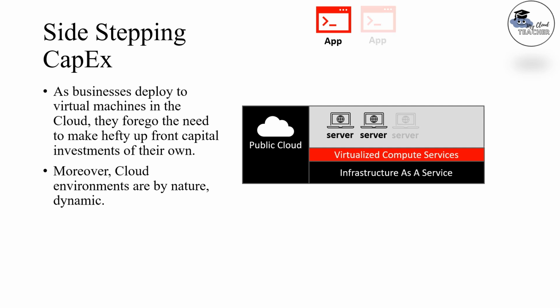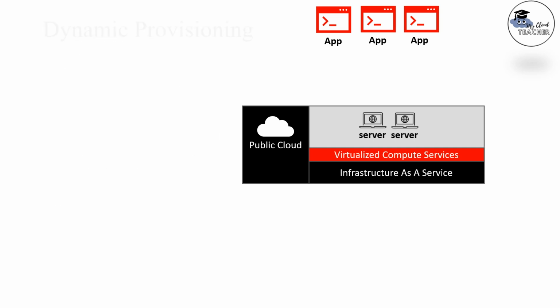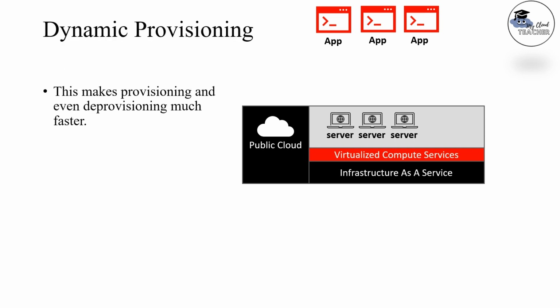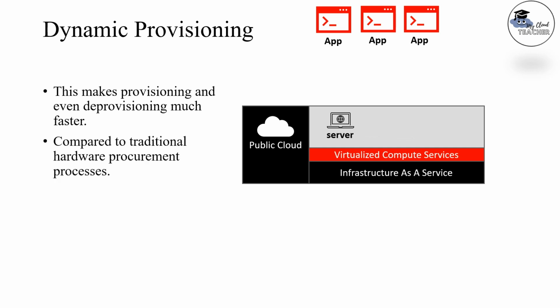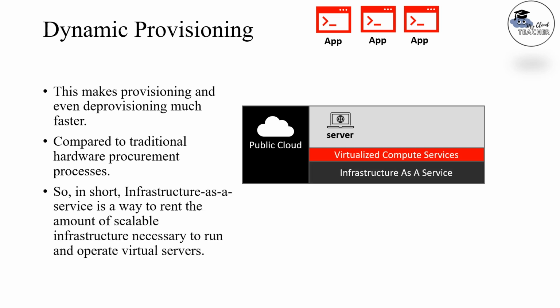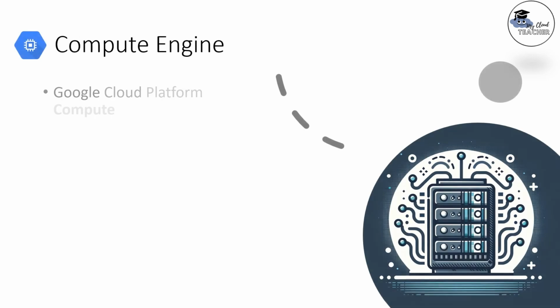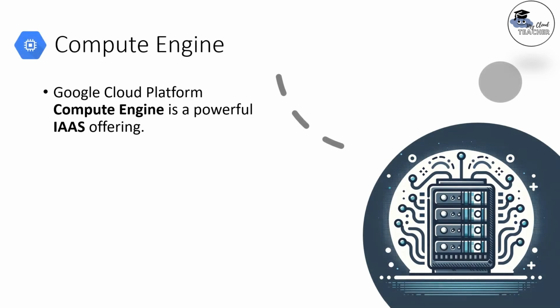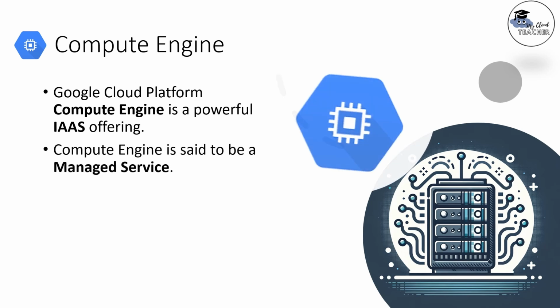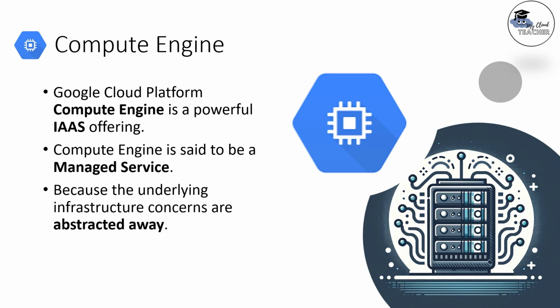Moreover, cloud environments are by nature dynamic. This makes provisioning and even deprovisioning much faster compared to traditional hardware procurement processes. So in short, infrastructure as a service is a way to rent the amount of scalable infrastructure necessary to run and operate virtual servers. Google Cloud Platform Compute Engine is a powerful infrastructure as a service offering. Compute Engine is said to be a managed service because the underlying infrastructure concerns are abstracted away.